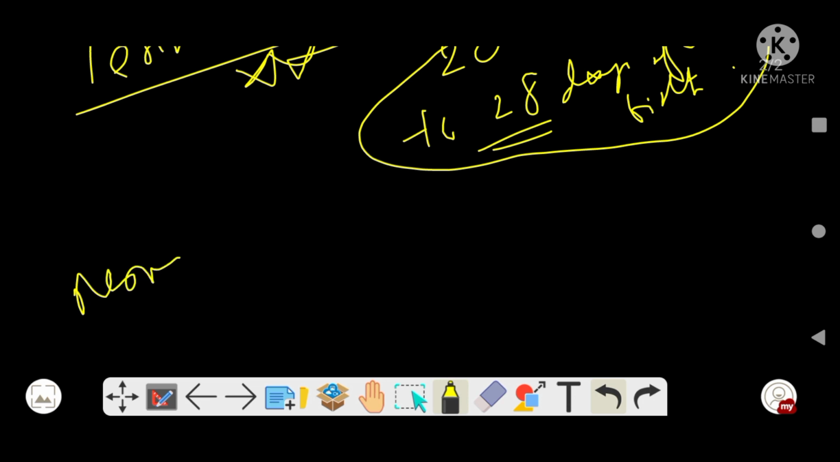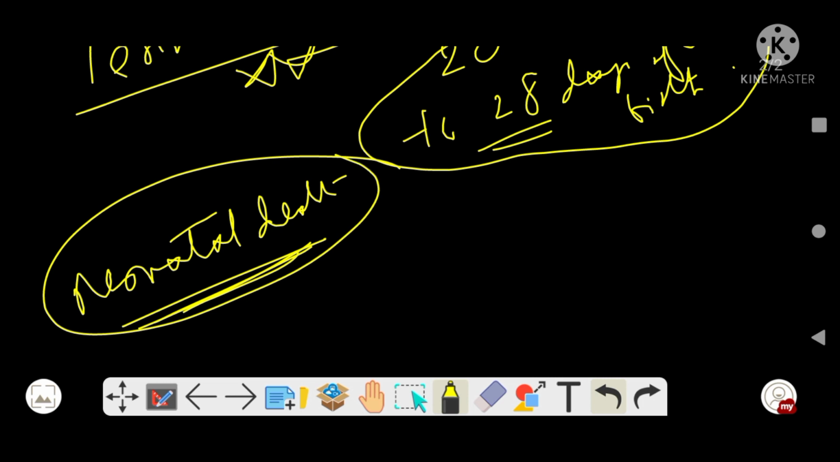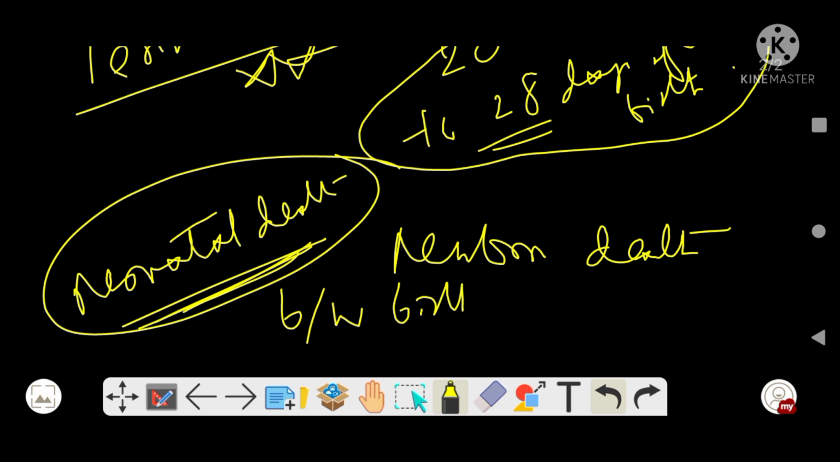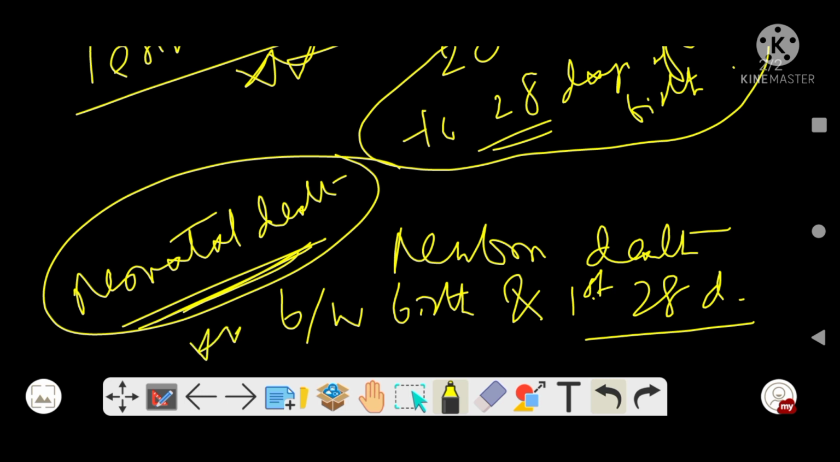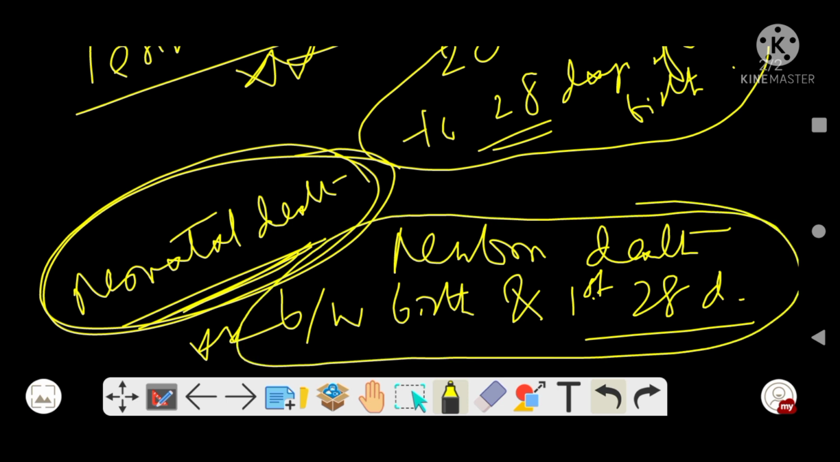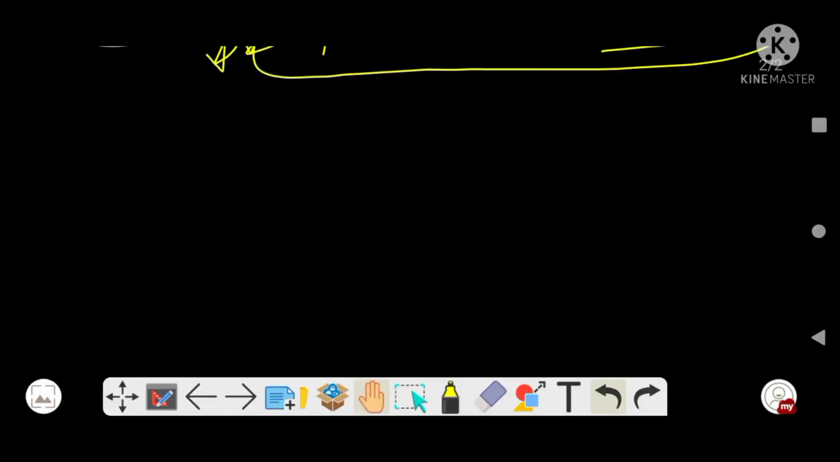Talking about neonatal death, neonates, right? Neonates is your newborn death. Newborn death between birth and first 28 days of life. First 28 days of life. Remember, this is also important. So neonates means after birth, right? So newborn death between birth and first 28 days of life is your neonatal death.